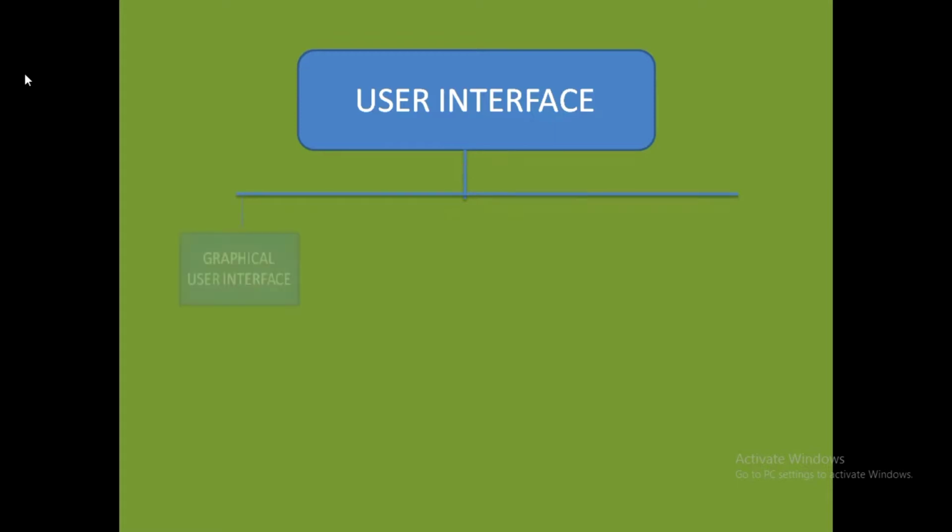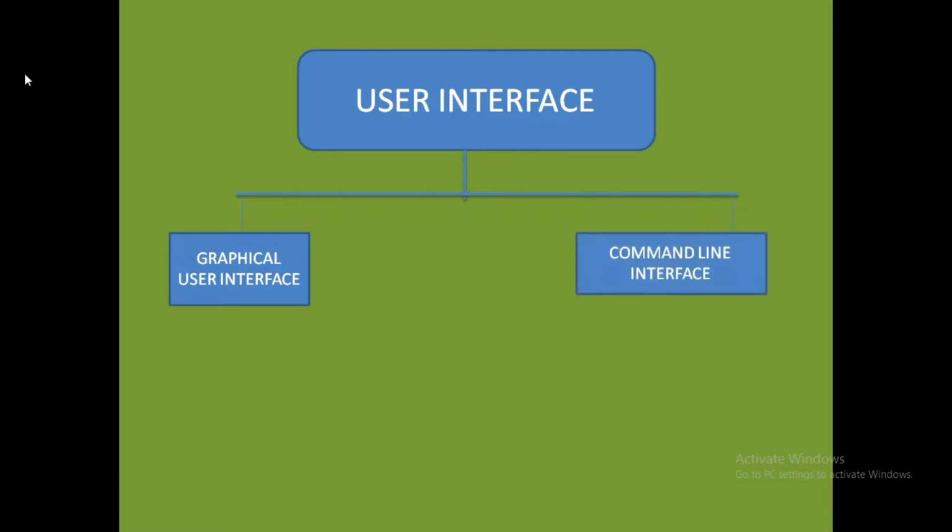Fine. So user interfaces are of two types. The first one is graphical user interface and the second one is command line interface. By reading the names, graphical and command line, you have already got an idea what these are. Graphical user interface is the interface which uses graphics, means images, icons. But in command line interface only commands are used. There you will not find any pictures, any images, any icons, nothing.